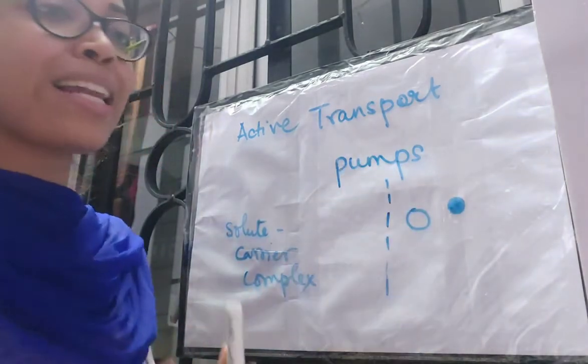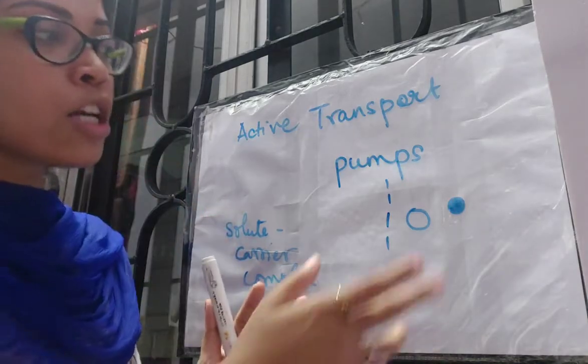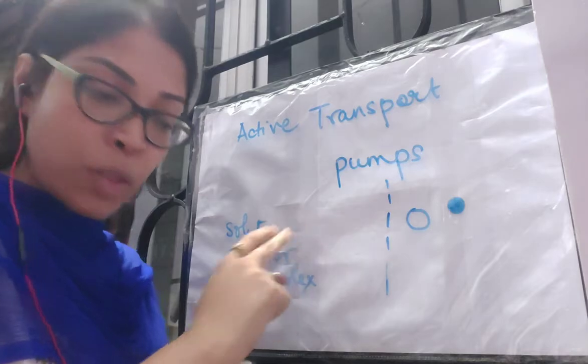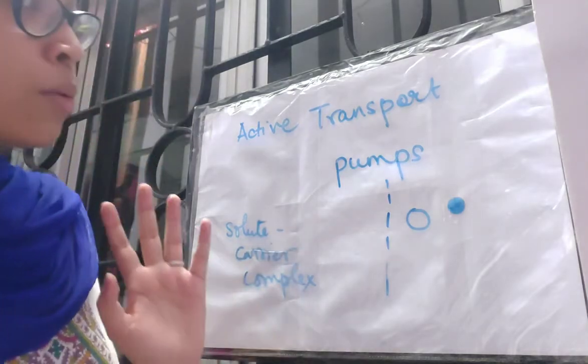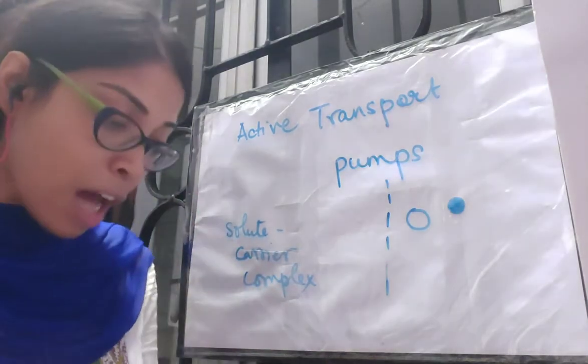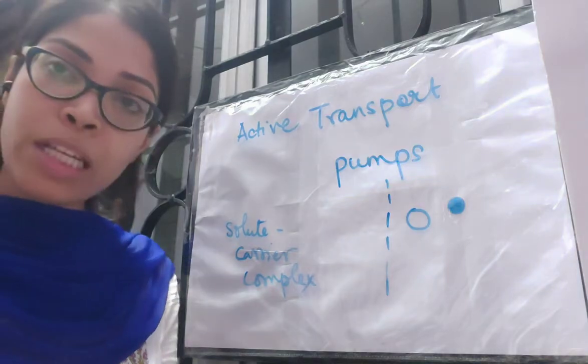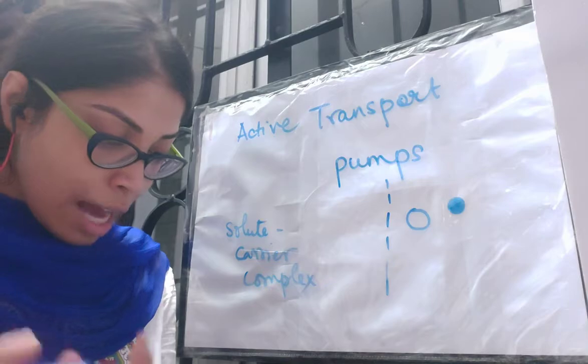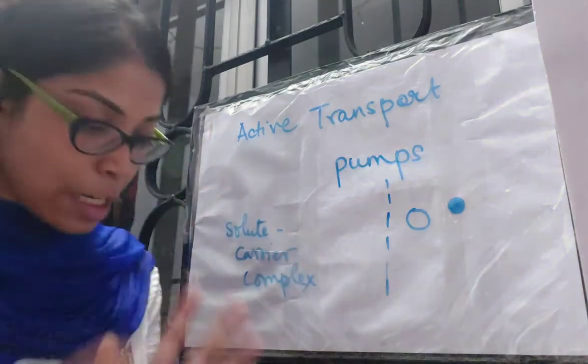So it will look for any such other solute which needs to go from this side of the membrane to that side. Okay, so this is what active transport is, and this is how pumps and carrier proteins help in the active transport. Okay, I have explained here. Let me read from the book.